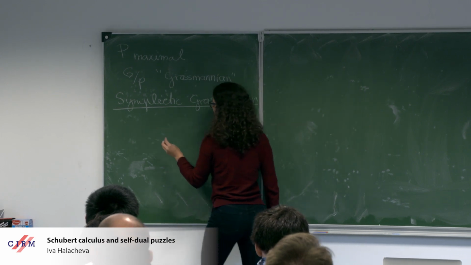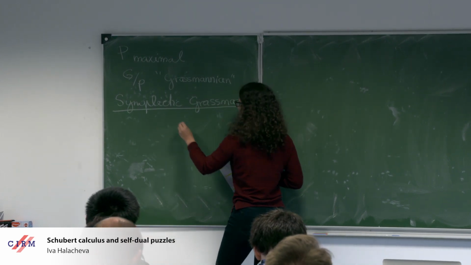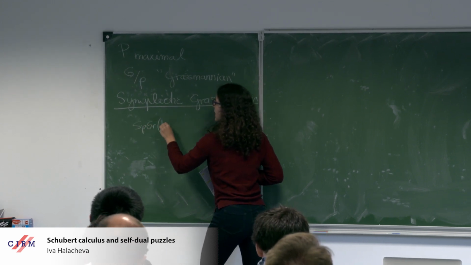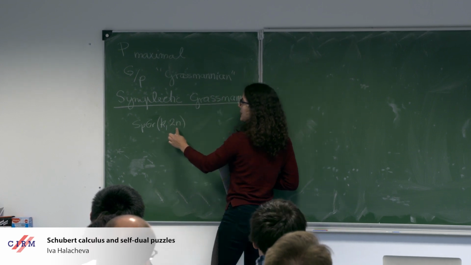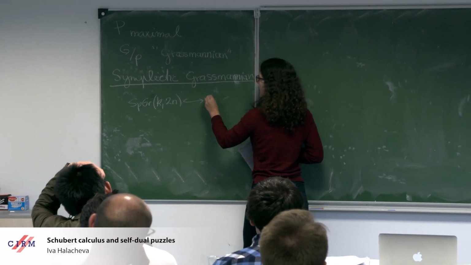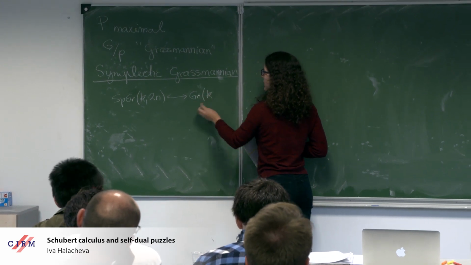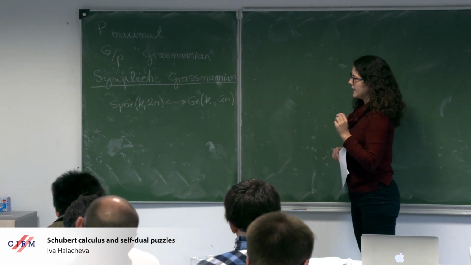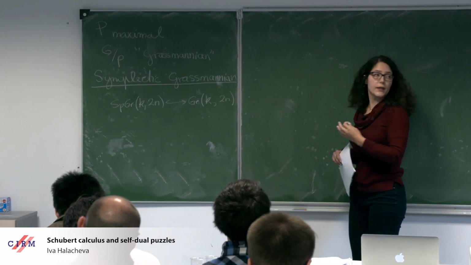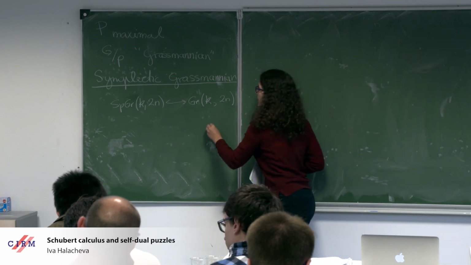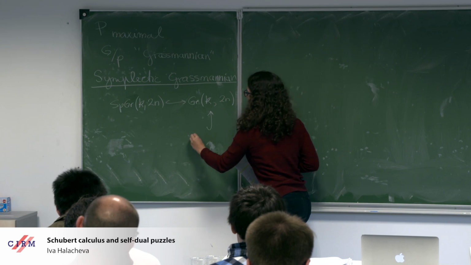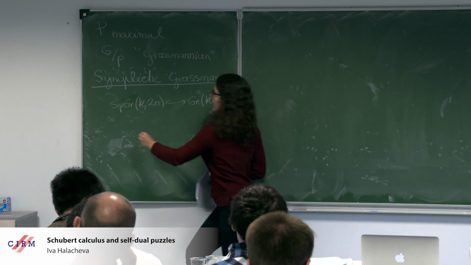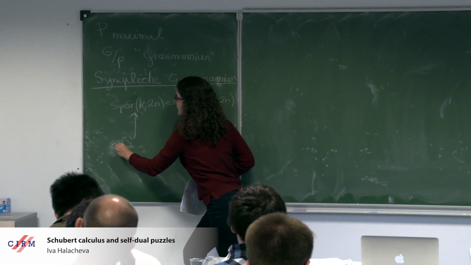So we have the symplectic Grassmannian SpGr of isotropic k-planes inside 2n-dimensional space, embedding into the type A Grassmannian, which is k-planes inside 2n space. And we'd like to work with the torus fixed points. So we'll also think about the fixed points of the Grassmannian and the fixed points of the symplectic Grassmannian embedding here.